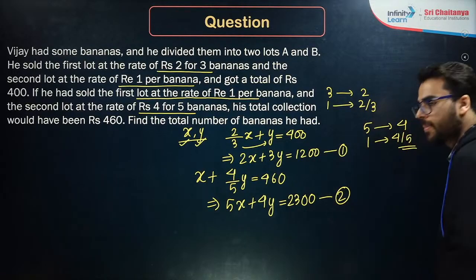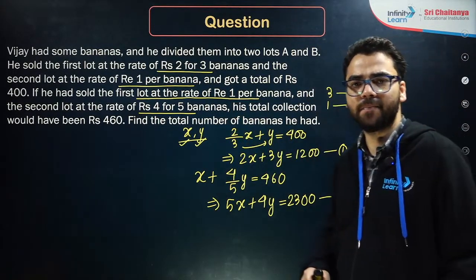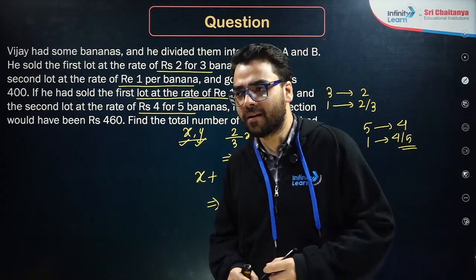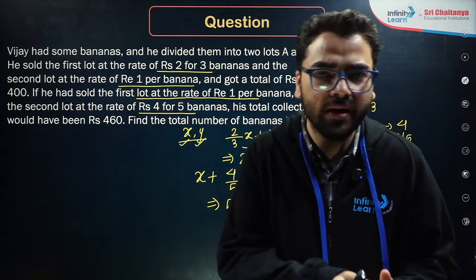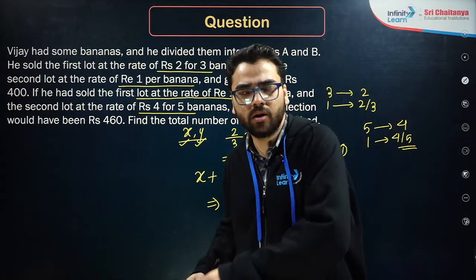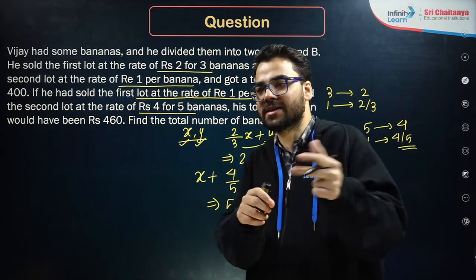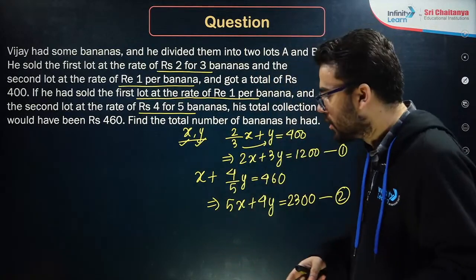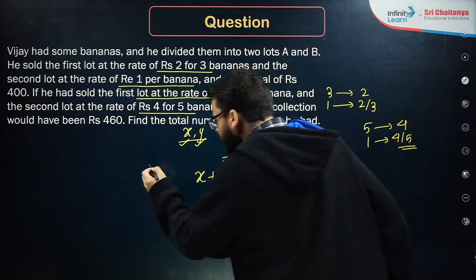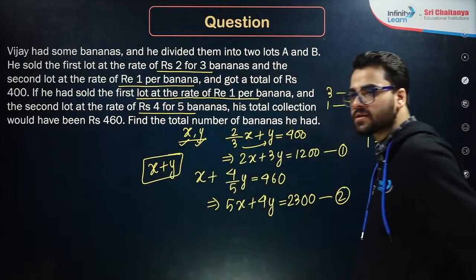I hope it's clear. Now basically we have to find the total number of bananas. Please try to understand that they are not asking what is the number of bananas in the first lot and what is the number of bananas in the second lot separately. They are not asking that. Please understand that they are not asking separate answers over here. So you have to find the value of x plus y. Total number of bananas you have to find, which is nothing but x plus y over here.